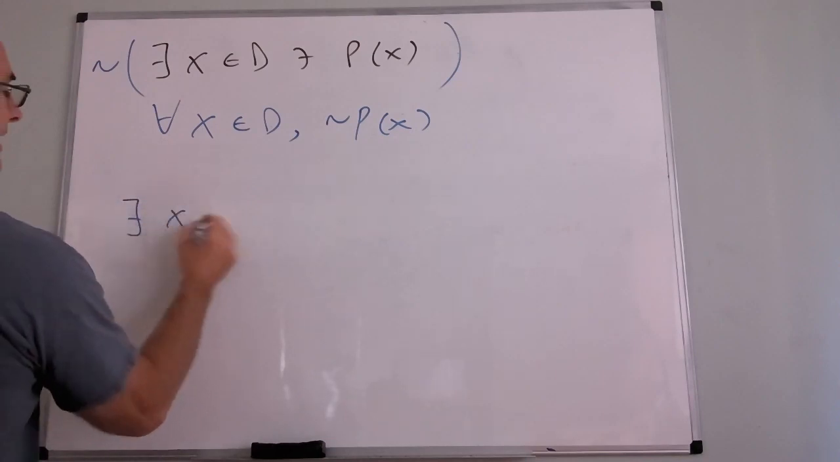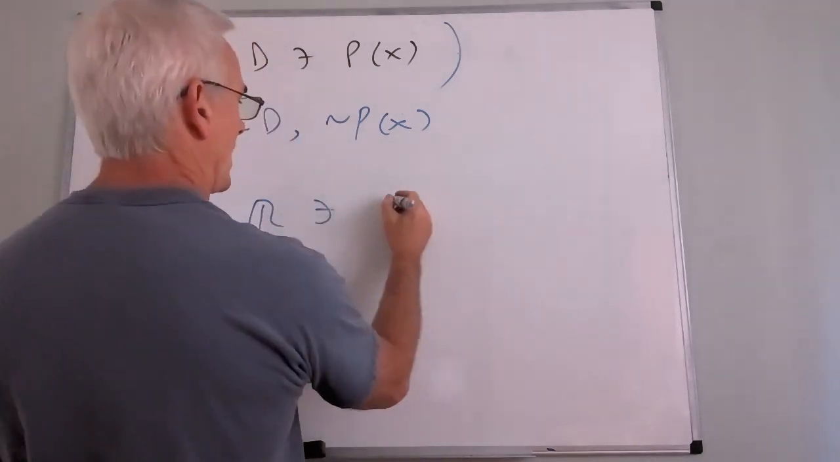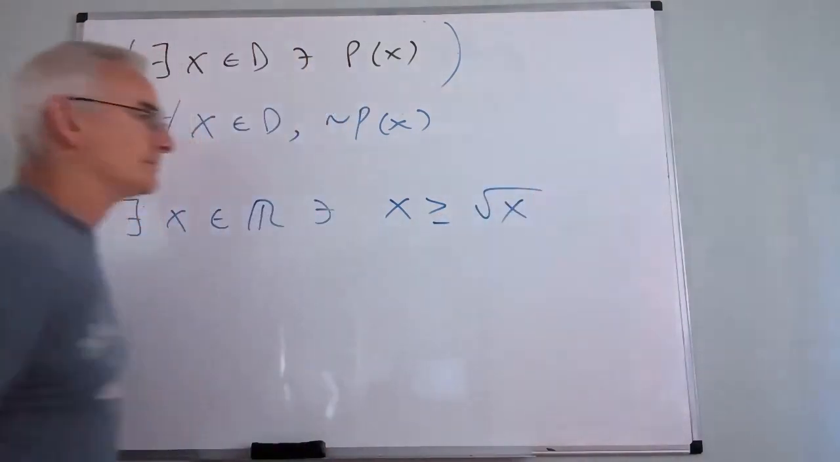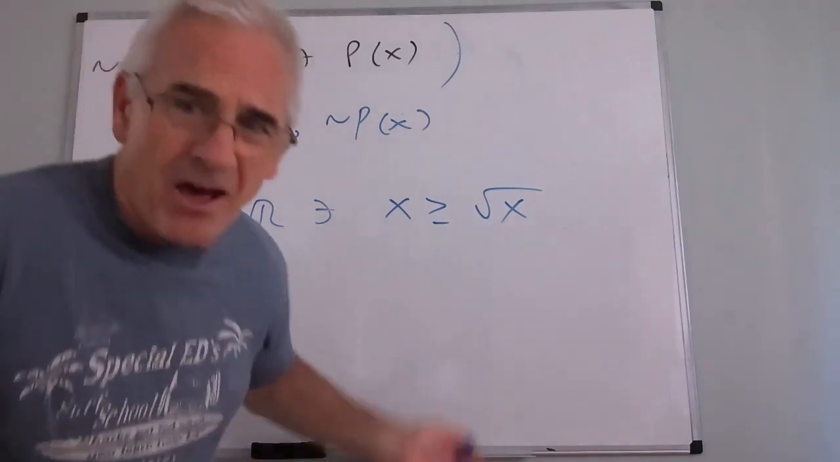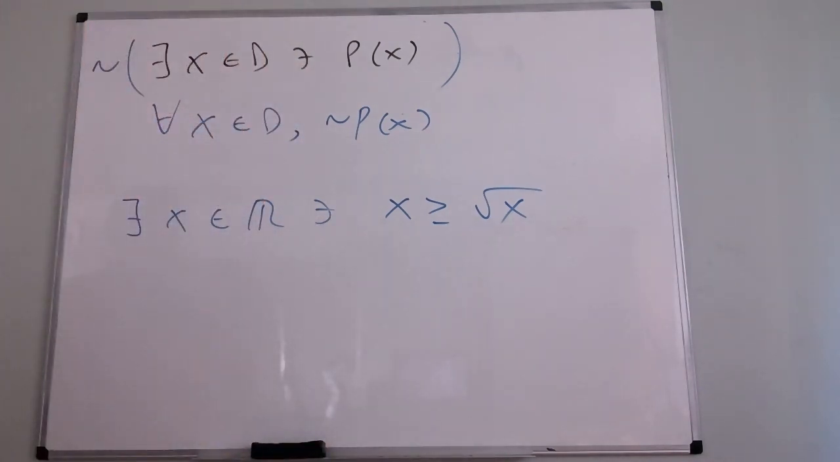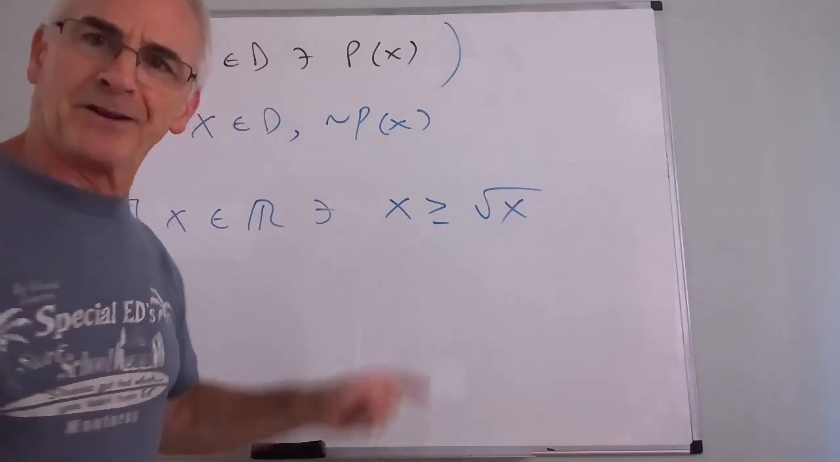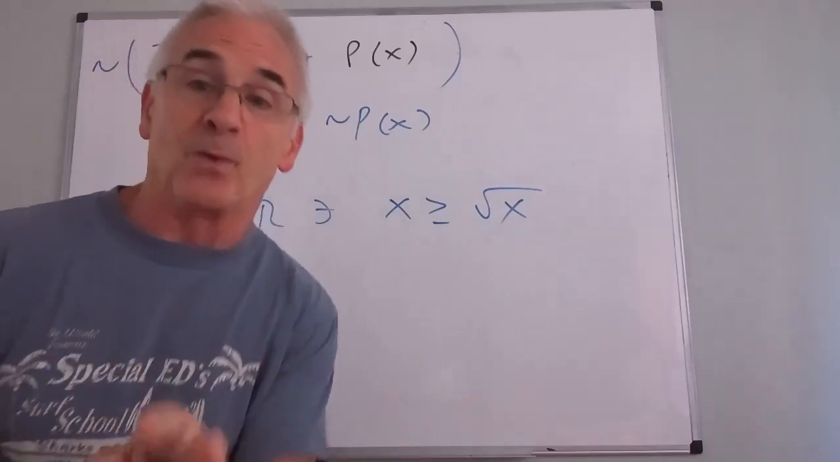There exists an X in the set of real numbers such that X is greater than or equal to its own square root. Again, it is not important whether the statement is actually true. Everybody got that? Is this statement true, by the way? Can you think of values of X that work? Yes, pretty much every real number greater than or equal to 1. So it's not a question of whether it's true or not.